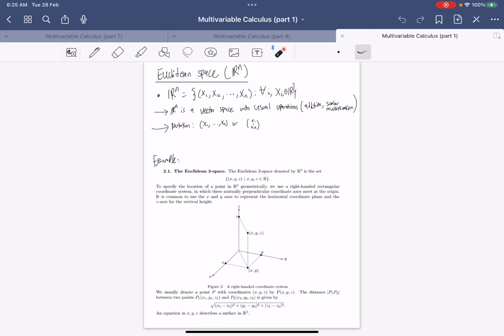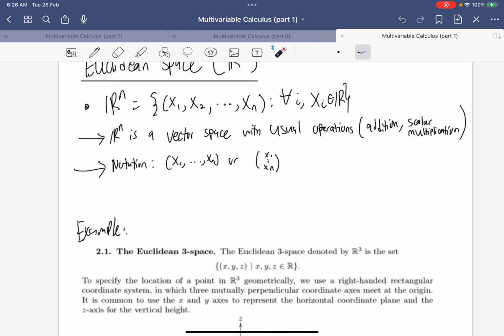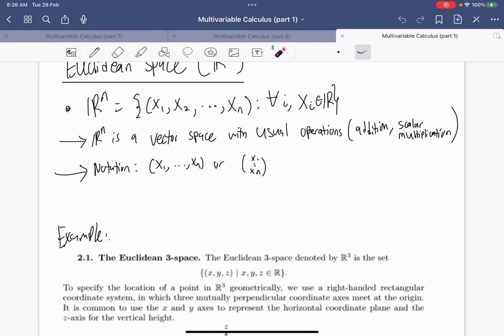Let's begin. The Euclidean space is the set of n-tuples, or R^n, where each component, so these are the coordinates, is an element of the reals. So it's actually R times R times R, all the way times R, n times. And then you just simplify it and write R^n.